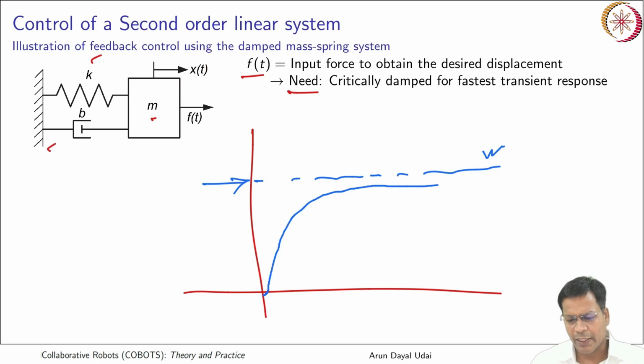This is the actual rotor angle that I want. So this is your rotor angle with time. So that is the kind of behavior I should get, and I want this to be critically damped. Why? I want the fastest response, the fastest transient response.